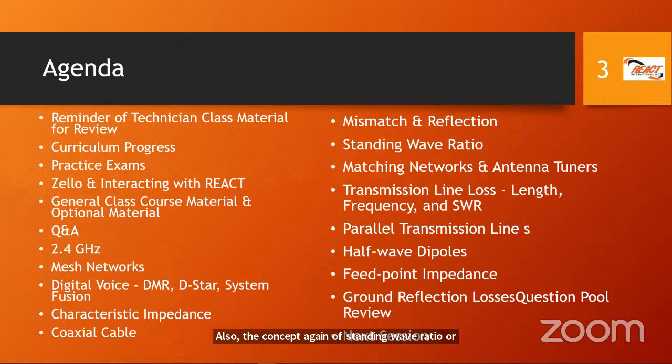We'll talk about matching networks and antenna tuners, as well as transmission line loss as it relates to length, frequency, and SWR. And we'll also discuss parallel transmission lines, half-wave dipoles, and then we'll also discuss the concept of feed point impedance, and then we will end with ground reflection losses.